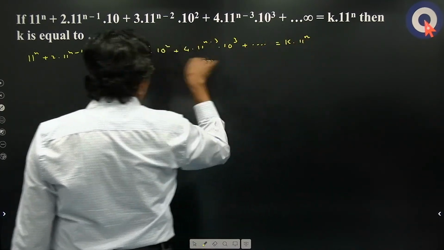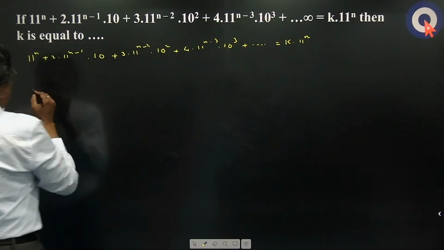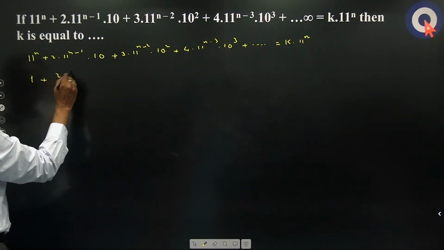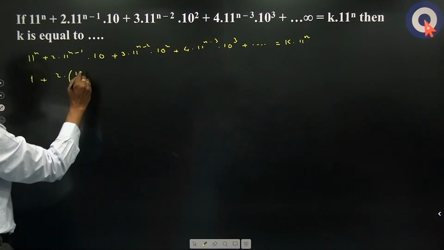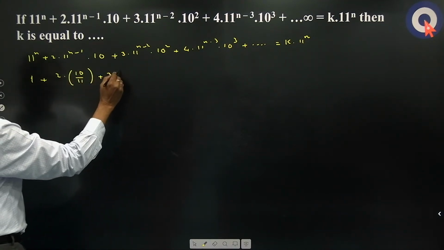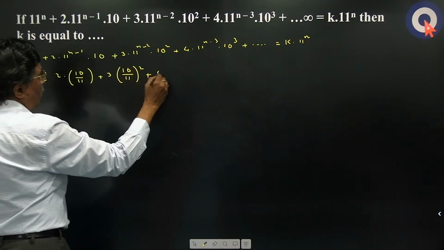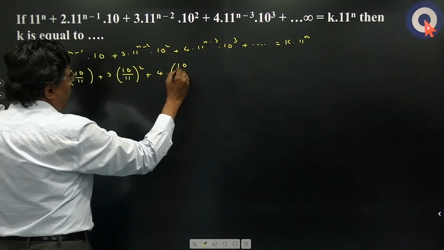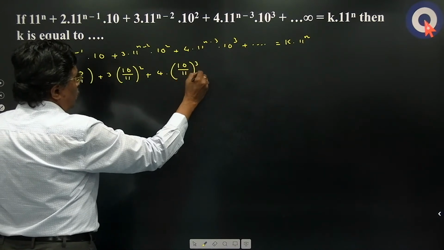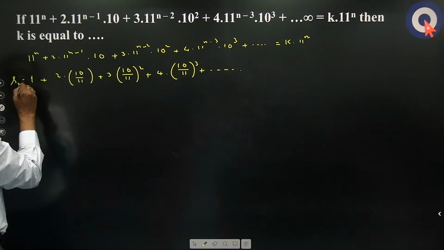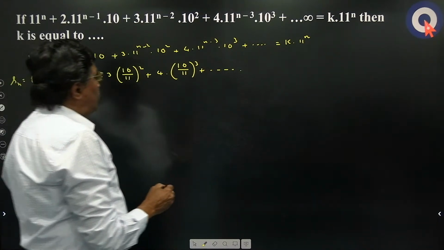We will divide both sides by 11 power n, so that we get 1 plus 2 into 10 by 11 plus 3 into (10 by 11) whole square plus 4 into (10 by 11) whole cube plus so on. So let Sn be equal to this much. I will consider the nth term.